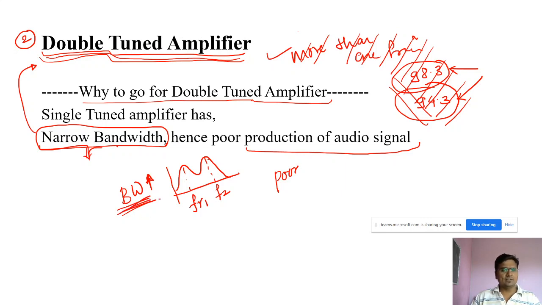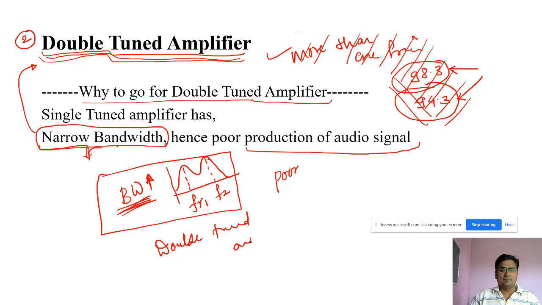So simply, single tuned amplifier was there. I came to know that bandwidth is not sufficient. Now what to do? Let's try to increase the bandwidth. I started increasing the bandwidth, and what I observed is that now I'm getting more than one resonant frequency. So that amplifier I declared as a new type of amplifier, and I call it a double tuned amplifier.